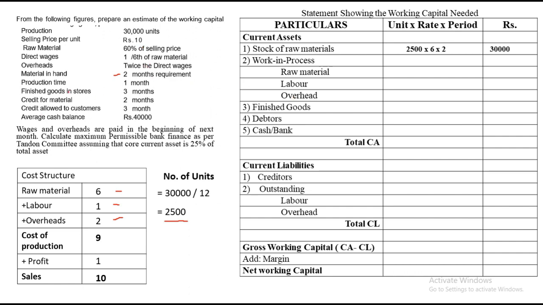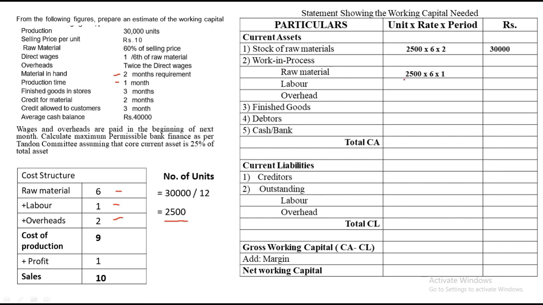Here they have given us production time. In the question, they are giving you production time is 1 month. Production time is nothing but work in process. So for all the three, the period will be 1 month. Now, the most important thing, remember, for labor and overheads under WIP, whatever answer we will get, we'll always have to take the half.